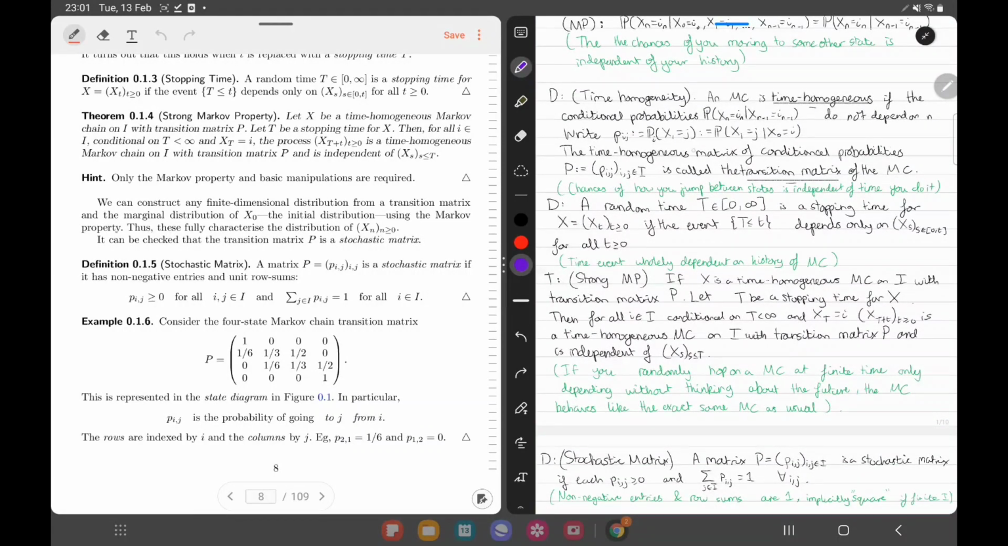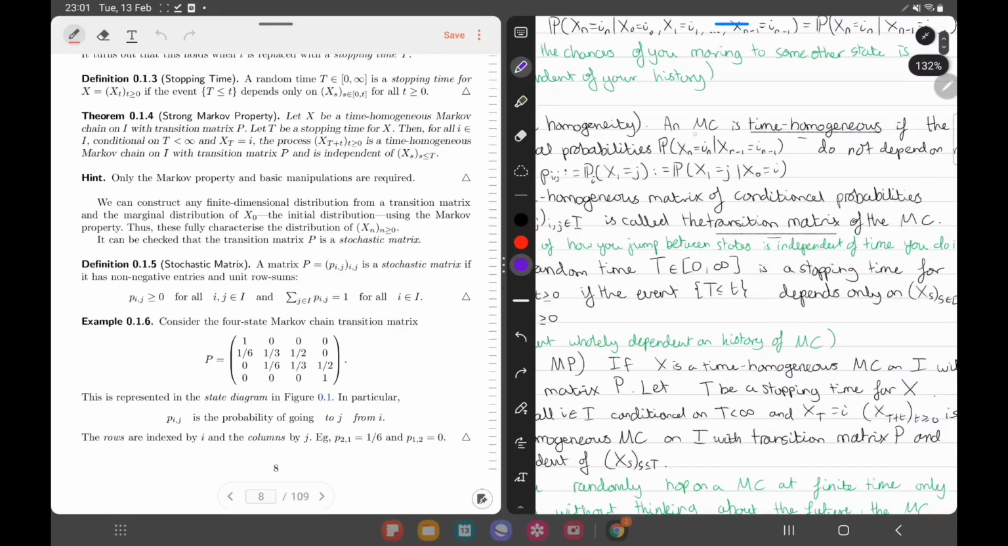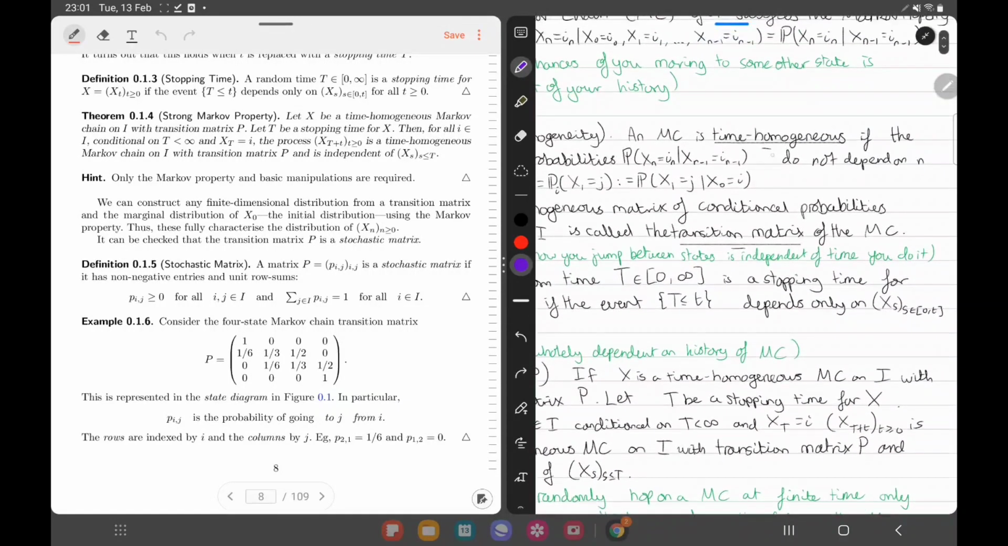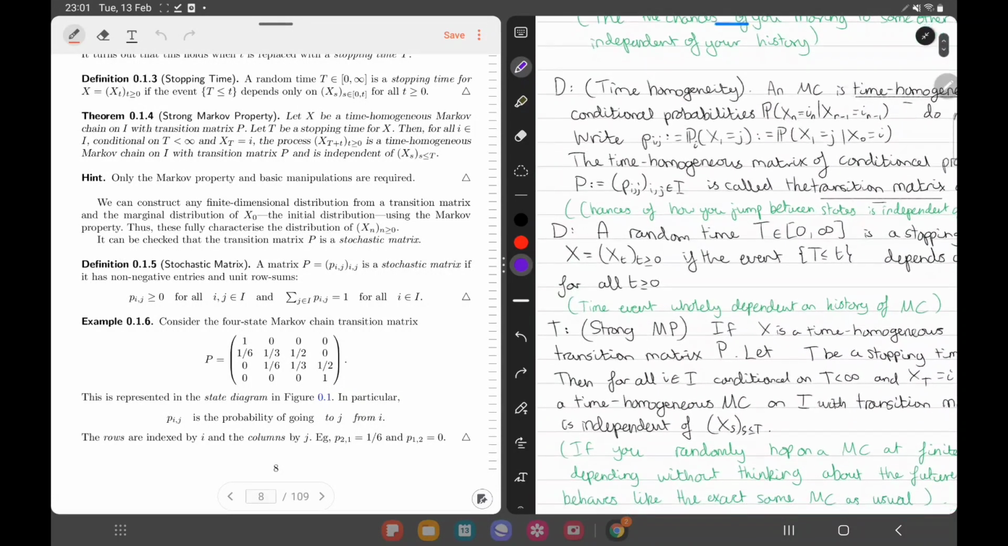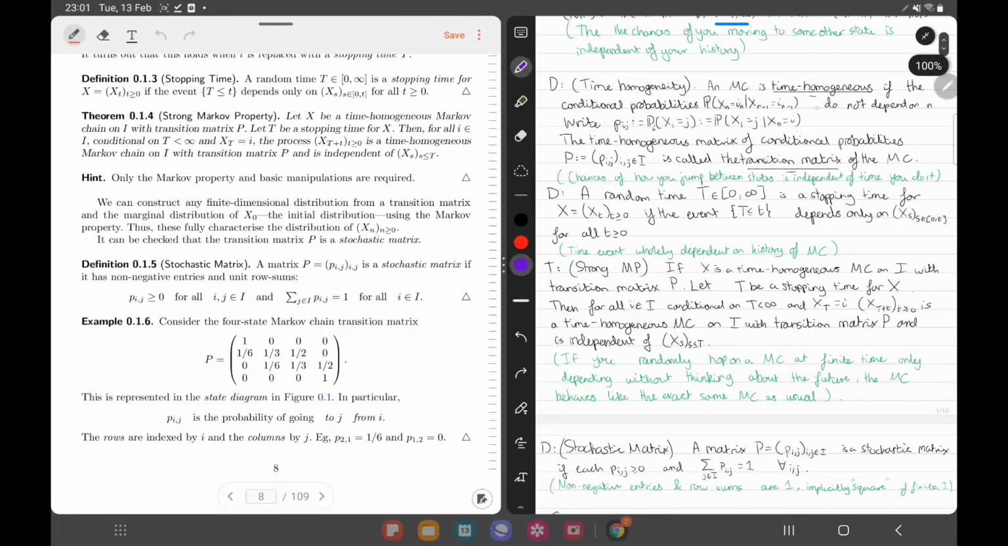It says the time homogeneous matrix of conditional probabilities is called the transition matrix. Okay. And we say that the probabilities are time homogeneous if they do not depend on n, i.e. I can basically reduce this down to the same probability as this. The matrix basically just tells you all the different ways of being able to jump between two states. So what does that really mean?